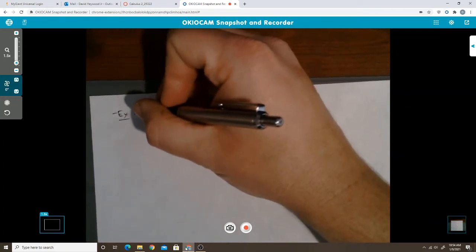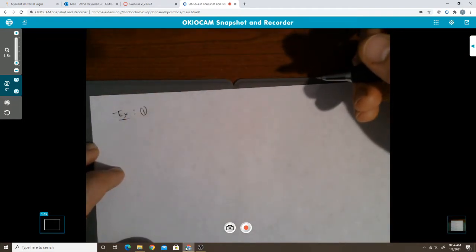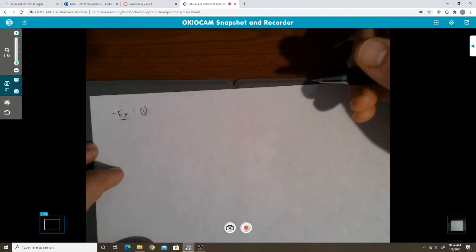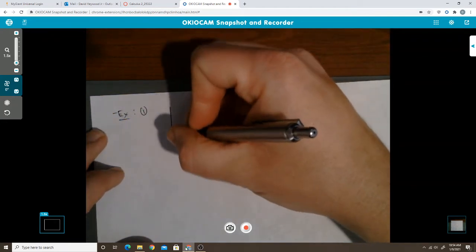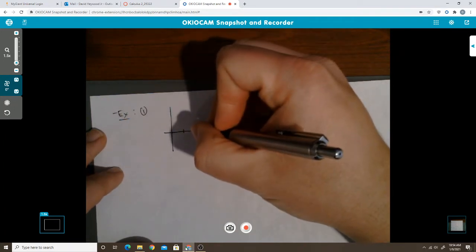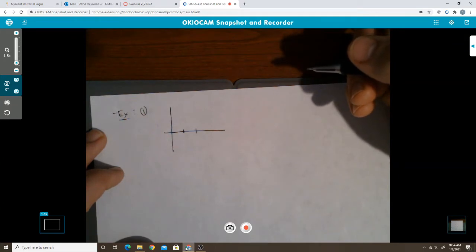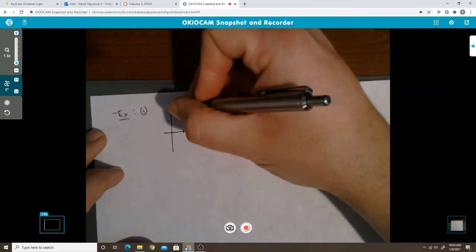So we've got a region. It's bounded on the sides by x equals 0 and x equals 2. Okay, so that's as far as I need to go along the x-axis. And it's bounded above by y equals x plus 6.